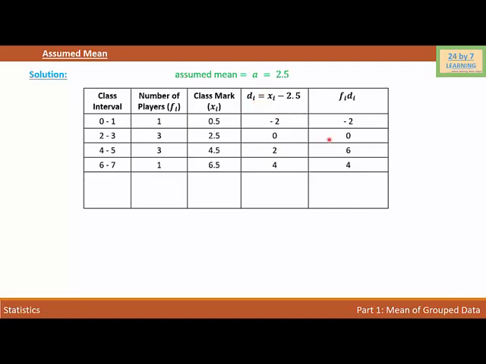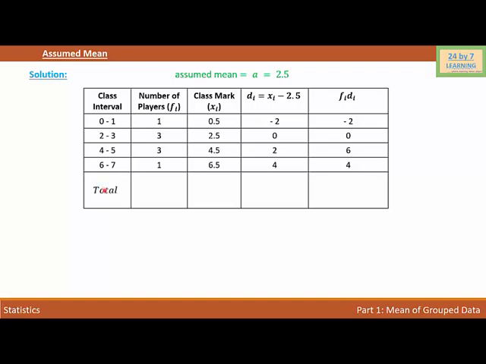Now, the next column, which is our last column, we need to multiply the frequency with di. So 2 times negative 1 is negative 2, 3 times 0 is 0, 3 times 2 is 6, and then 1 times 4 is 4. Now let's consider our last row.